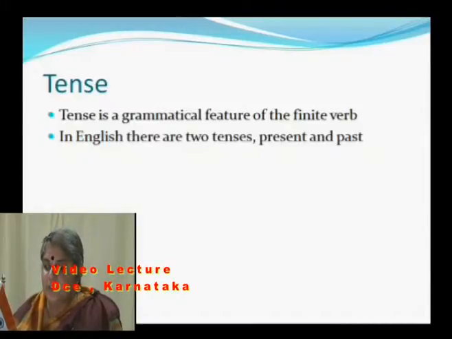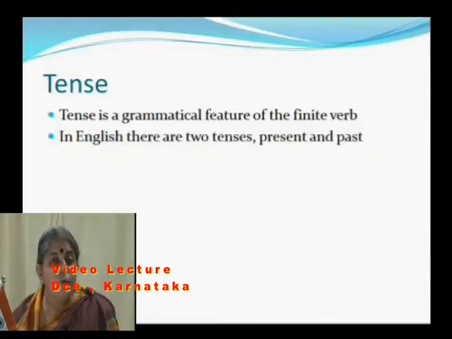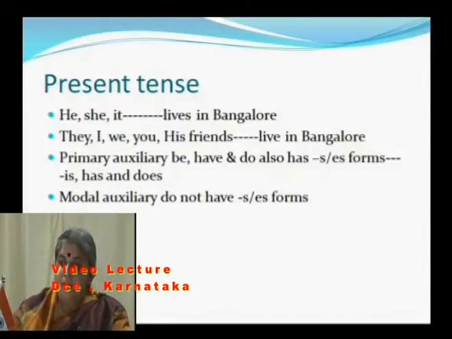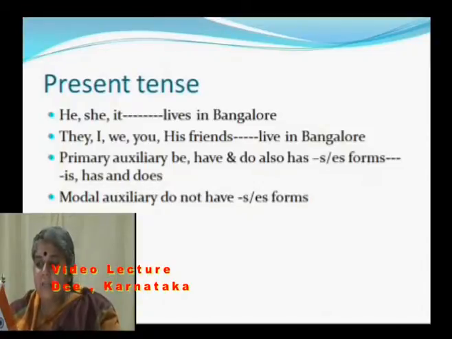Now, let us try to understand these two tenses. You will be surprised what happened to the word future tense. There is no future tense in English. It is only future time reference. First, let us understand the present tense.